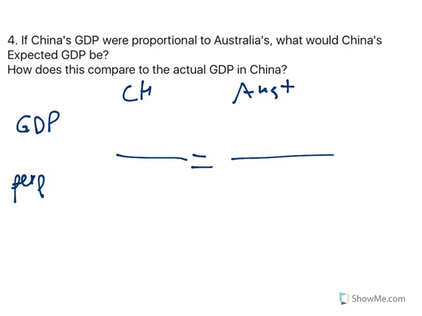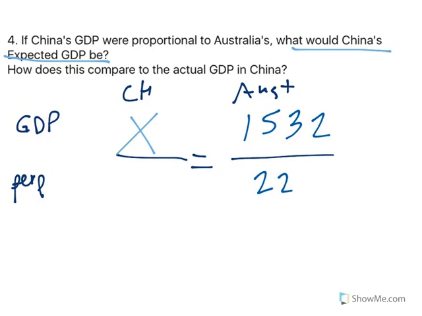So where does the unknown value go? Well, what would China's expected GDP be? So China's GDP is the unknown, and everything else we fill in with what we know. Australia's GDP is 1532, Australia's population is 22, and China's population is 1350. We don't have to put in billions or millions because we are being consistent. All GDPs are in billions, all populations are in millions. As long as you're consistent, you're good.